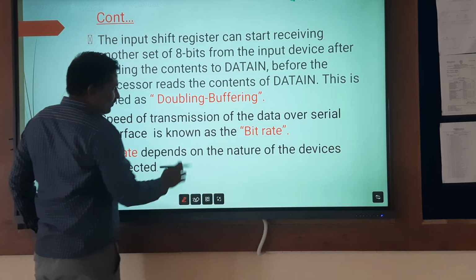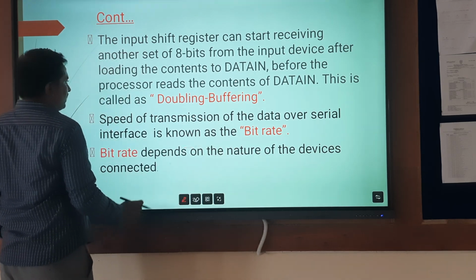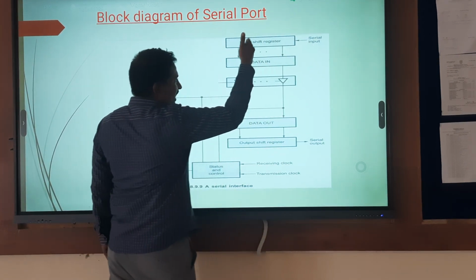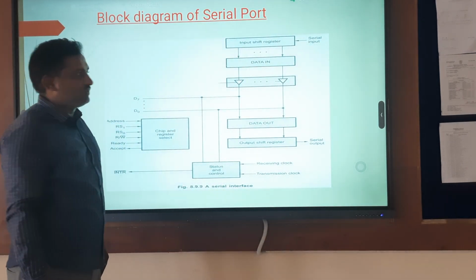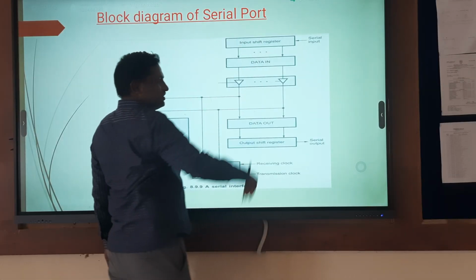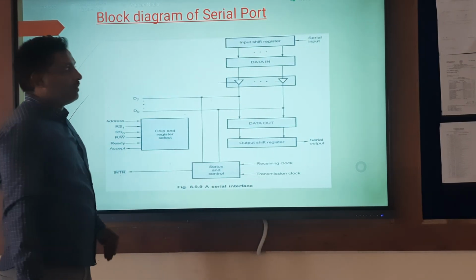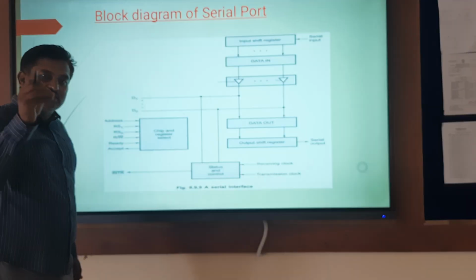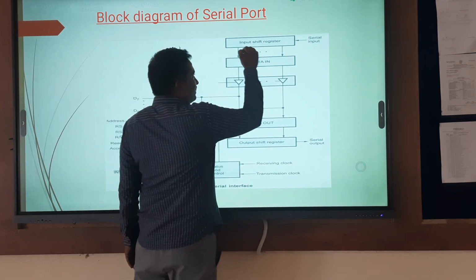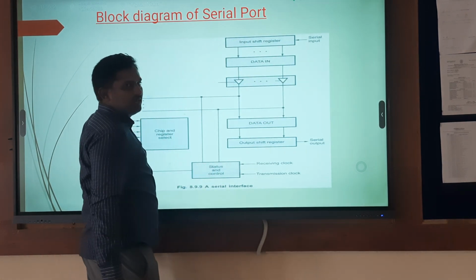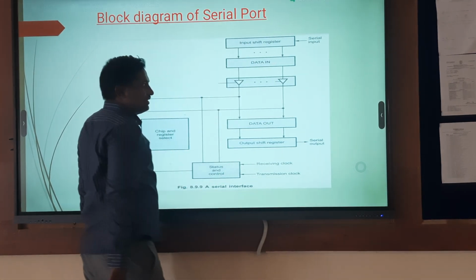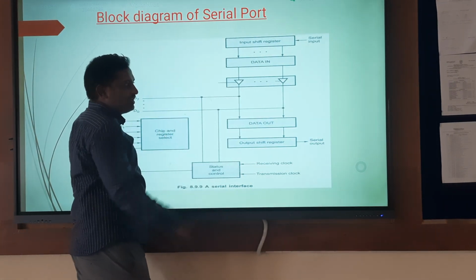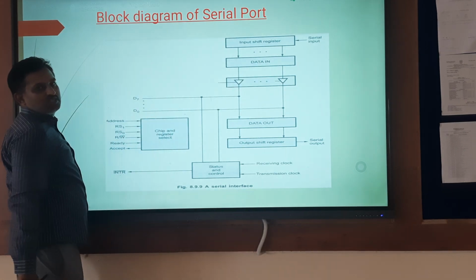a double buffer. See my dear friends, here in this double buffering the data is entered into the data in register from the input shift register in parallel. But while the data is being received into the input shift register, it is received serially. Here the serial to parallel conversion is happening, and then the data will be entered into the data in register.